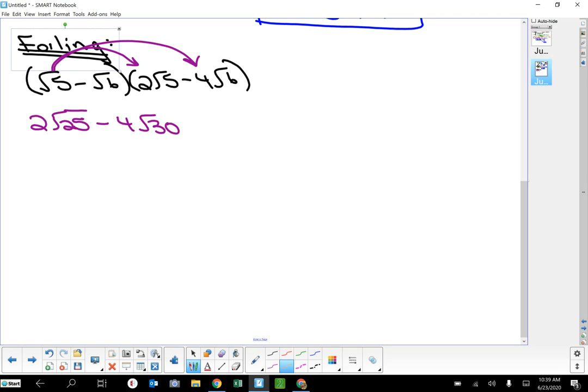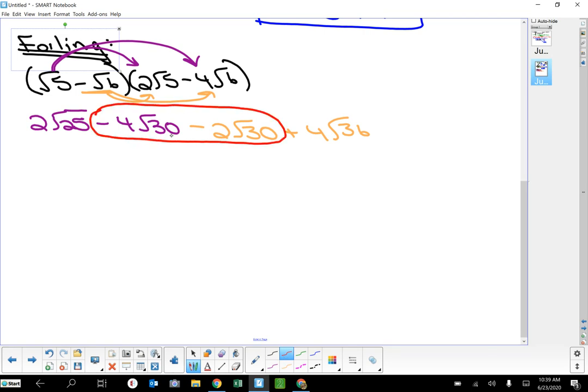Here's another place where you could pause and do your foiling and then come back and check your work. That's always handy. Then you have your negative rad 6 times 2 rad 5, so that's a negative 2 rad 30. And then negative rad 6 times negative 4 rad 6 is a positive 4 rad 36. All right, well, let's handle a couple of these. These two are like terms. They have the same radicand, and in this case, they're non-reducible because 30 has all prime factors. So negative 4 minus 2 is negative 6 radical 30.